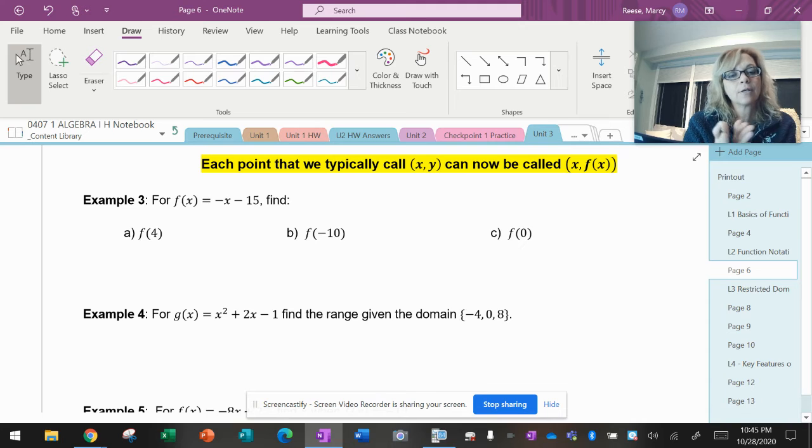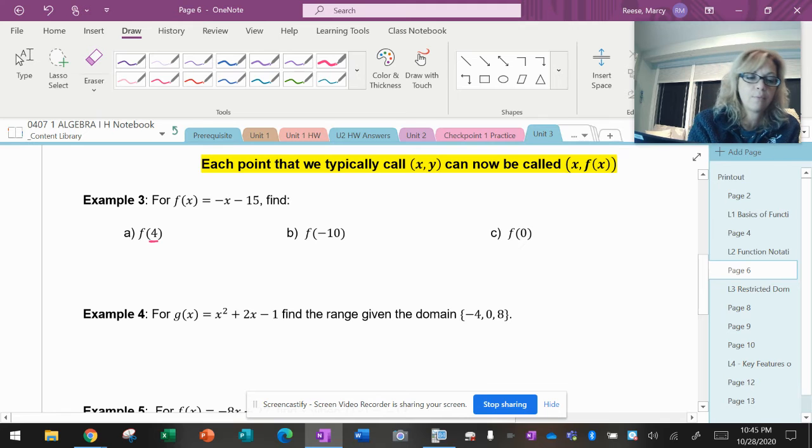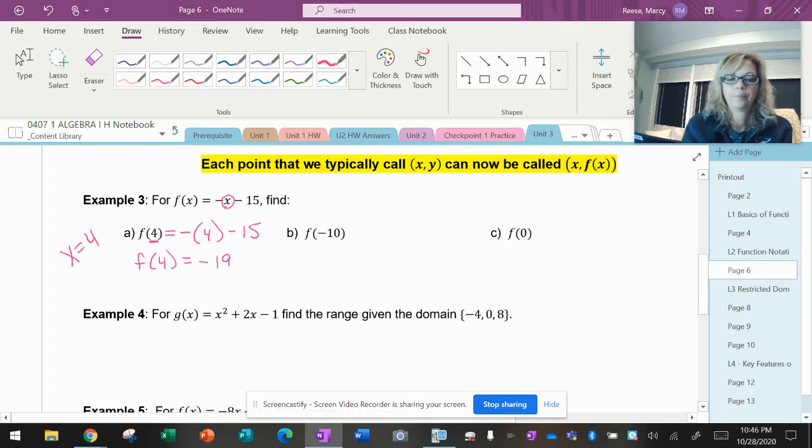Okay, so here's your first example 3, and it says, here's your function rule. F of x equals negative x minus 15. Okay, so go to A here. It says f of 4. Well, remember, that means when x is equal to 4. So I'm going to say, okay, f of 4 really is equal to negative, remember, x is equal to 4. Replace that x with a 4, minus 15. And then you just do the math. So negative 4 minus 15 is negative 19. That's it. Okay. How about B?